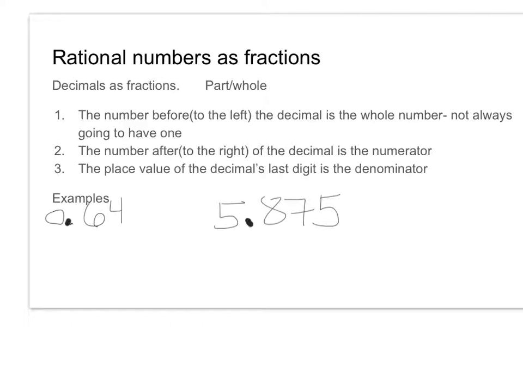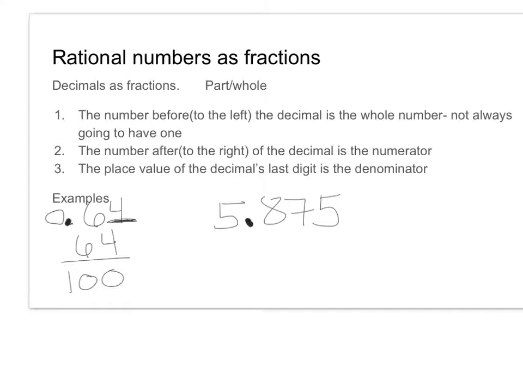So if I look at my first example, 0 and 64 hundredths. Okay, I have nothing in my whole number position, nothing in my 1, so I have 0 whole things. I have 64, and I need 100 total to make $1, if you think about it like money. And this 4 is in the hundredths position. That's why our denominator is out of 100.